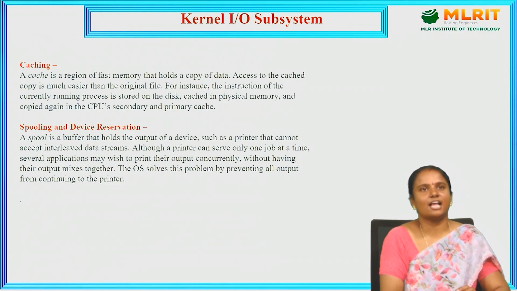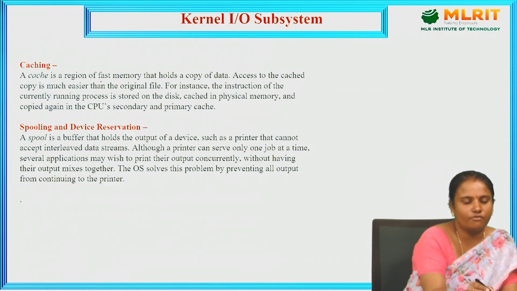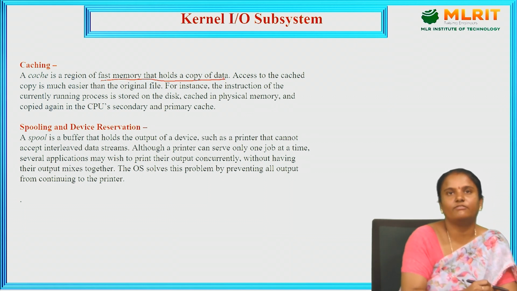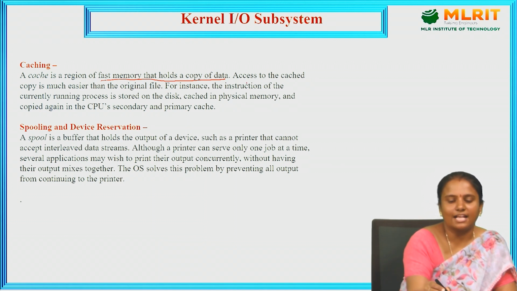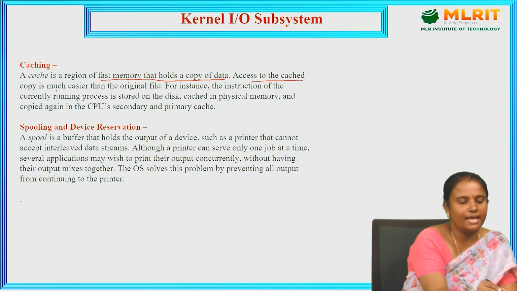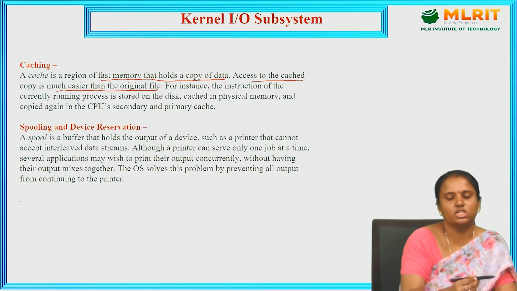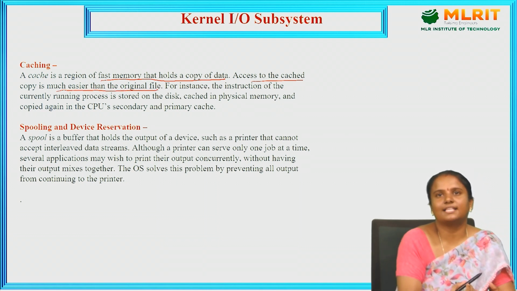Next one is caching. A cache is a region of fast memory that holds a copy of data. Caching is nothing but the fastest memory, holding a copy of each piece of data. Access to the cached copy is much easier than access to the original file.